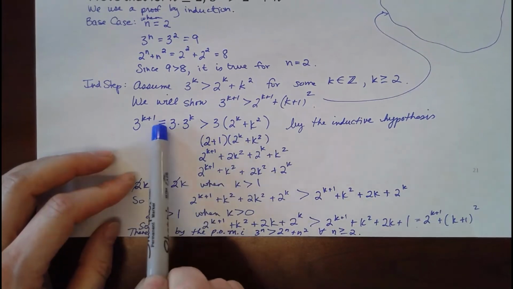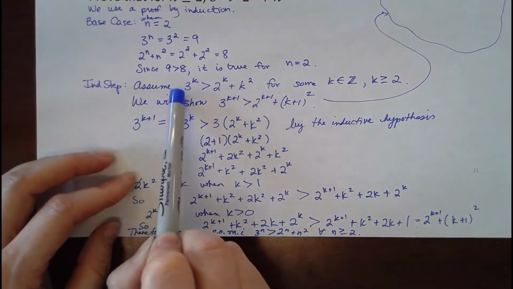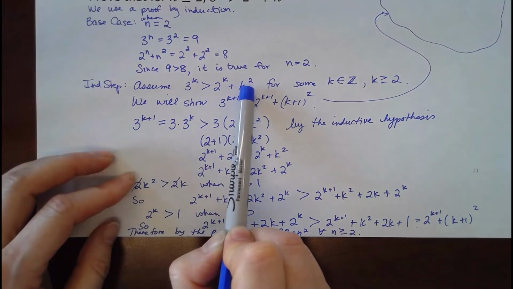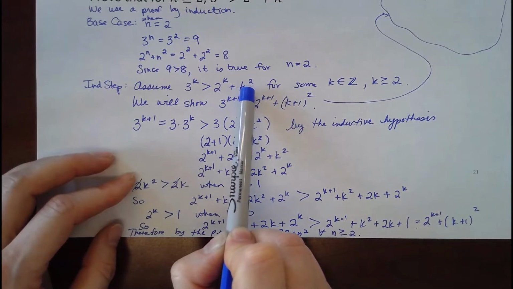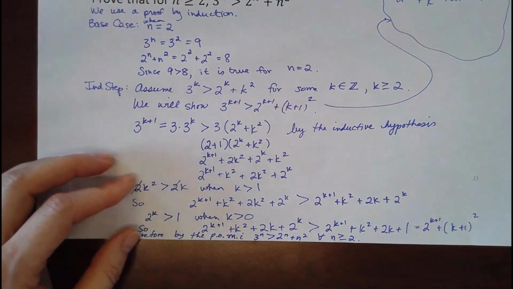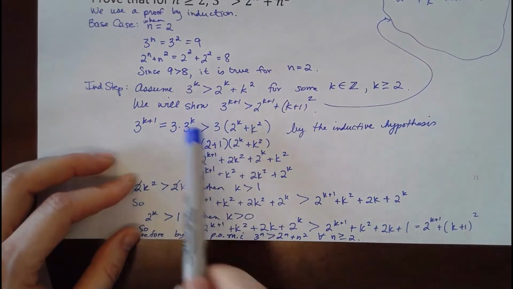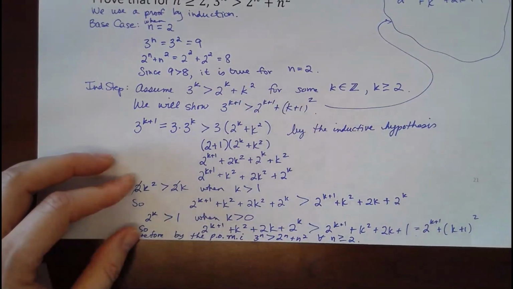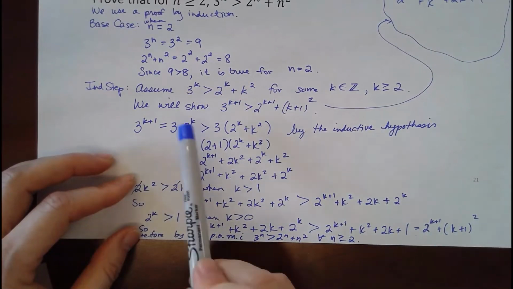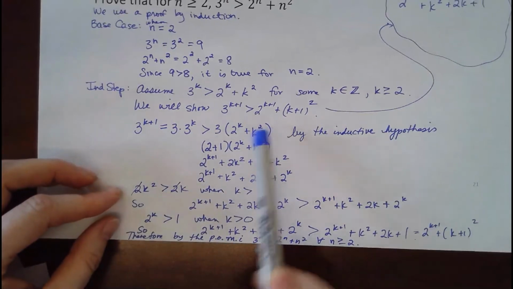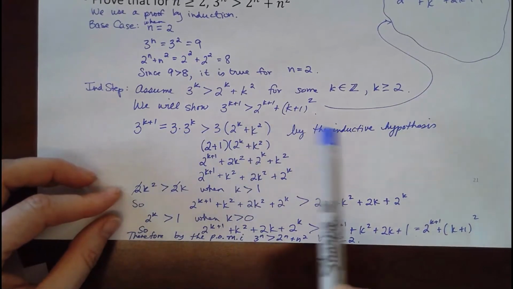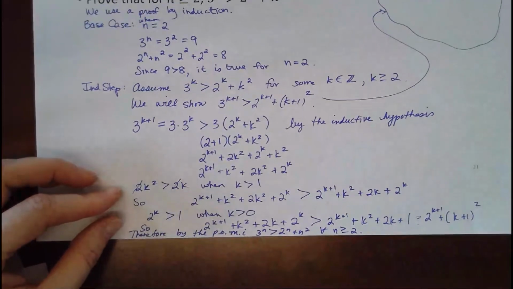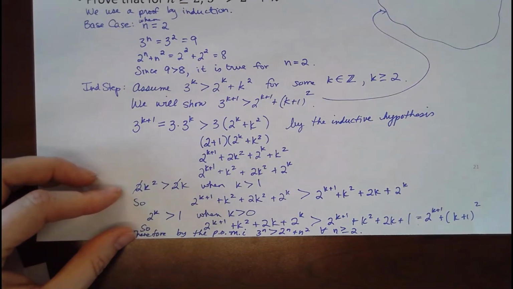So the only reason that this inequality is true is because I assumed that that inequality was true. When you already know it's true, if you have an inequality that's true and you multiply both sides by the same thing, would it still be true? Yes, exactly. So as long as this inequality was true, if I multiply both sides by 3, the inequality is still true. So that's what I'm saying, that this inequality is true because I assumed that that one was true. That's right.